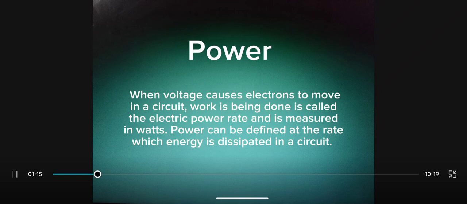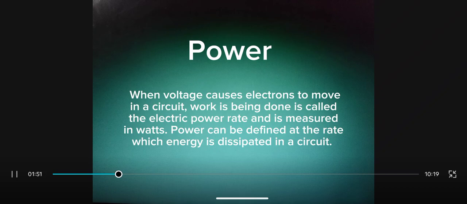The total amount of work done may be accomplished in different lengths of time. For example, a given quantity of electrons may be moved from one location to another in 1 second, 1 minute, or 1 hour, depending on the rate at which they were moved. In all cases, the total amount of work done is the same. However, when the work is done in a short period of time, the instantaneous power rate or wattage is greater than when the same amount of work is done over a longer period of time.